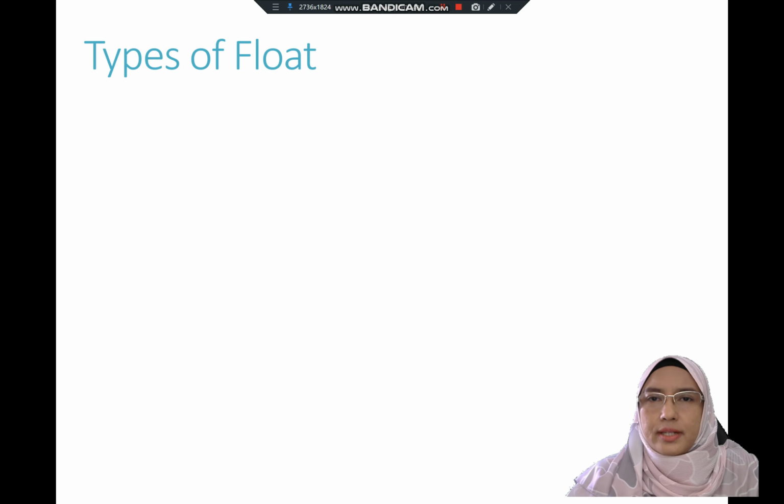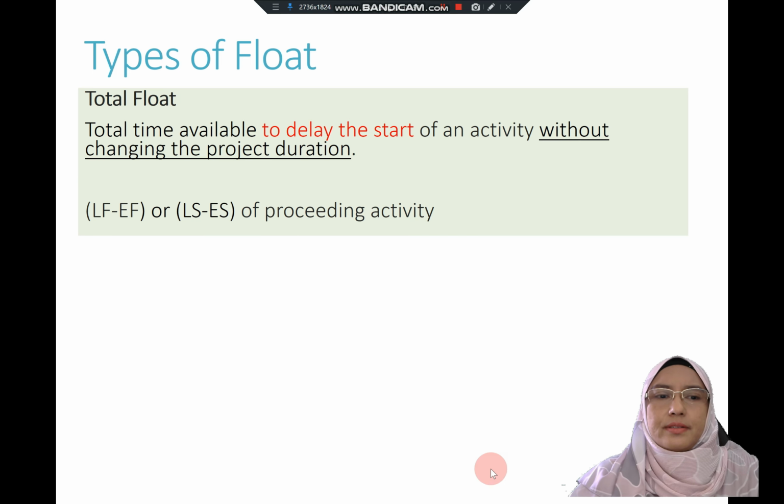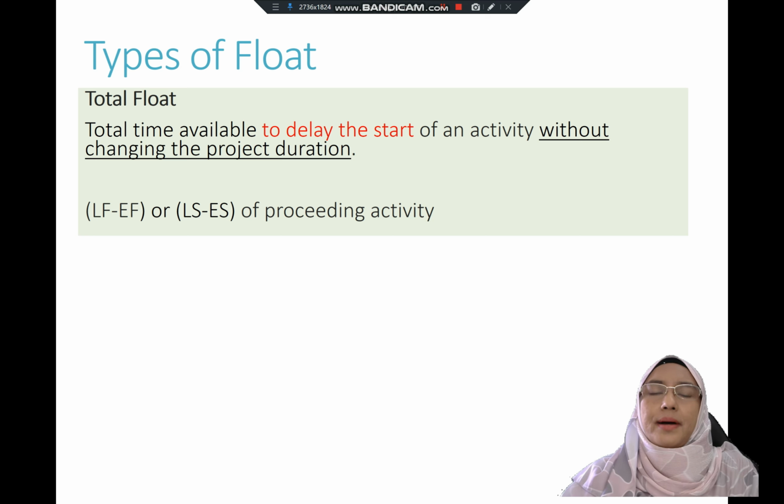There are two types of float. The first one is total float. Total float is the total time available to delay the start of an activity without changing the project duration. It means that the activity can be delayed, but it will not affect the entire project duration.